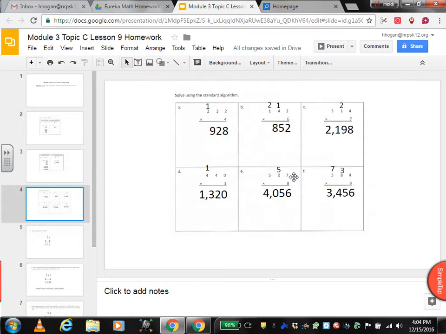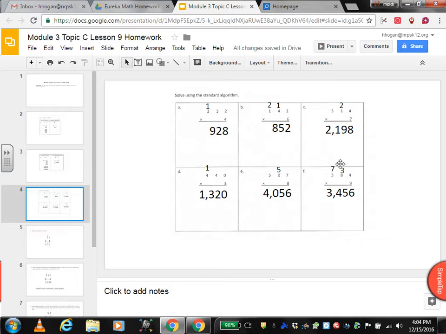Here we go. 8 times 7 is 56 because we regroup 5 groups of 10. 8 times 0 is 0, but we do have our 5 tens here, so we bring them down. 5. 8 times 5 is 40. 4,056.